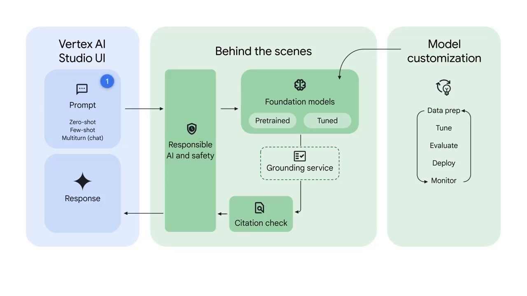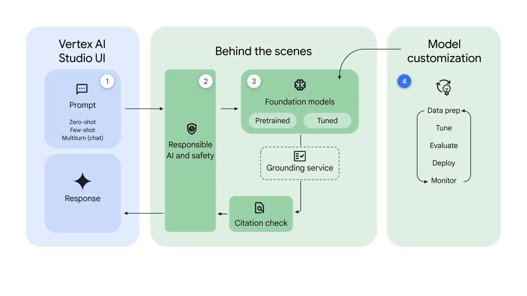Input prompt. Via the Vertex AI Studio UI, input a prompt, a natural language request to Gen AI models. Responsible AI and safety measures. The prompt undergoes responsible AI and safety checks, configurable through the UI or code. Foundation models. The screened prompt proceeds to foundation models like Gemini Multimodal or other Gen AI models like Imagen and Codey, based on your choices.